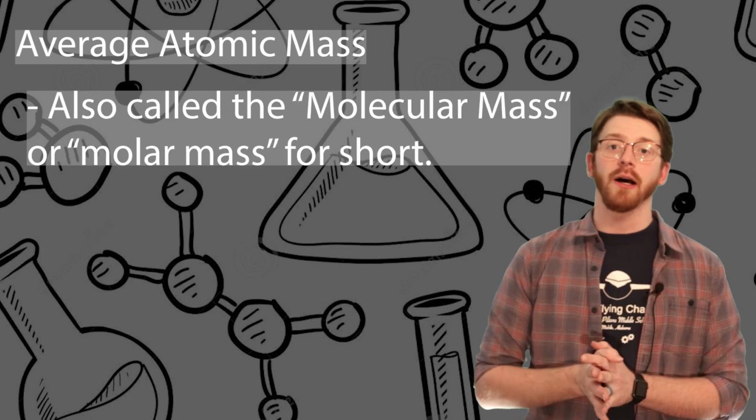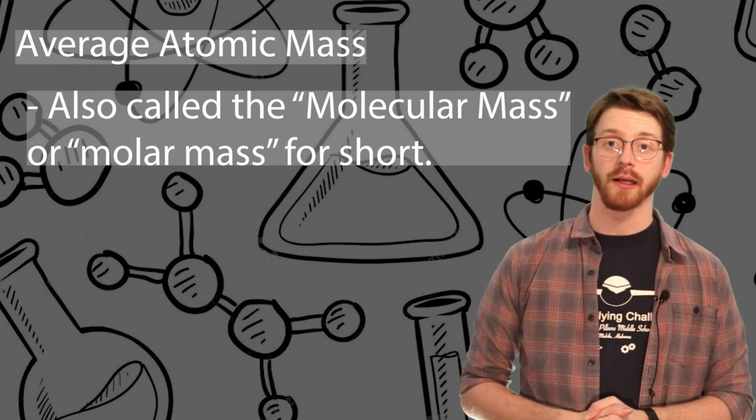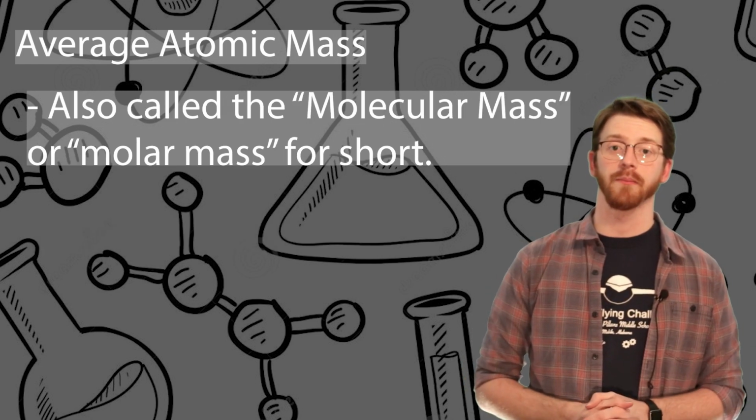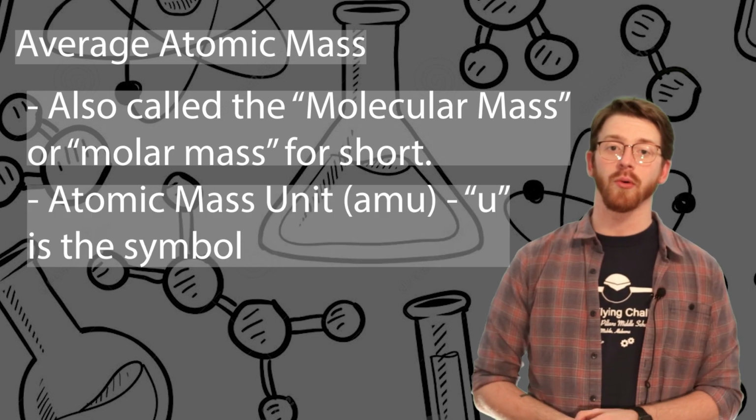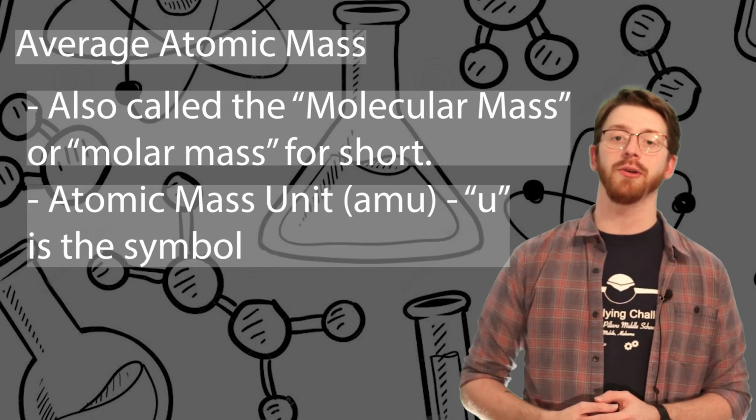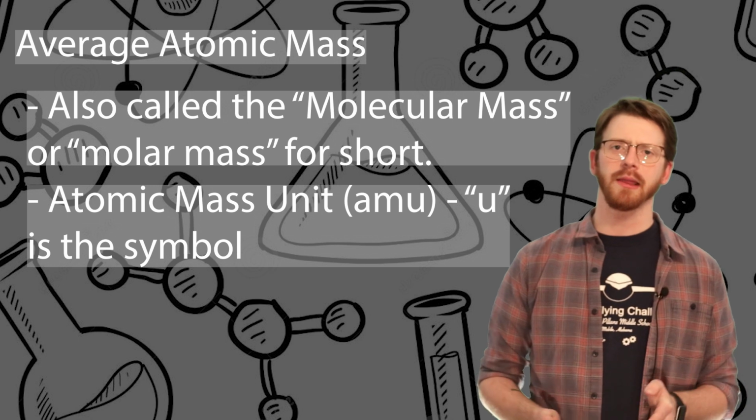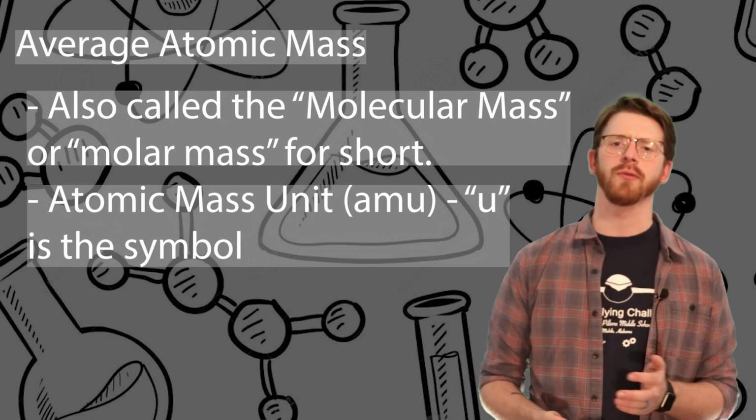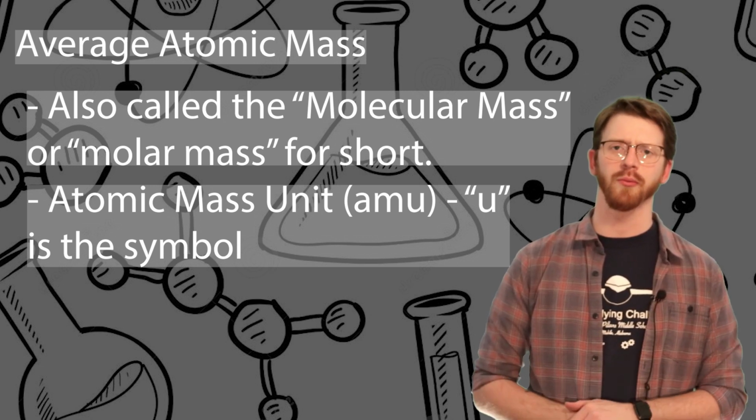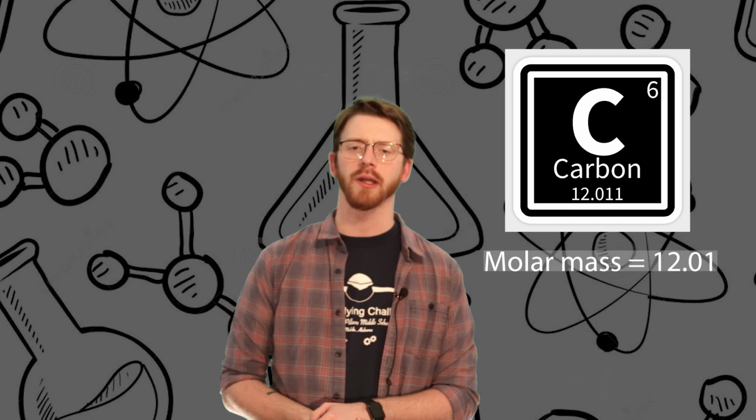This value is also called the molecular mass, or molar mass for short. We use AMU, or the atomic mass unit, as the unit for molar mass. To make things simple, just know that the symbol for an AMU is u. The molar mass will always give you a pretty good idea of the most common isotope for that element. For instance, the molar mass of carbon is 12.01, and about 99% of carbon in existence is carbon-12.